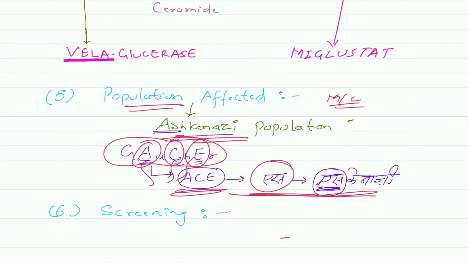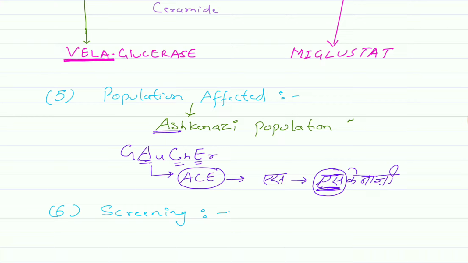Now, how will you prevent Gaucher disease? We can prevent this disease by screening the Ashkenazi population. Among the Ashkenazi population, as these people are most commonly affected, screening among all of them can reduce the chances of Gaucher disease. So only this much you have to remember for Gaucher disease.